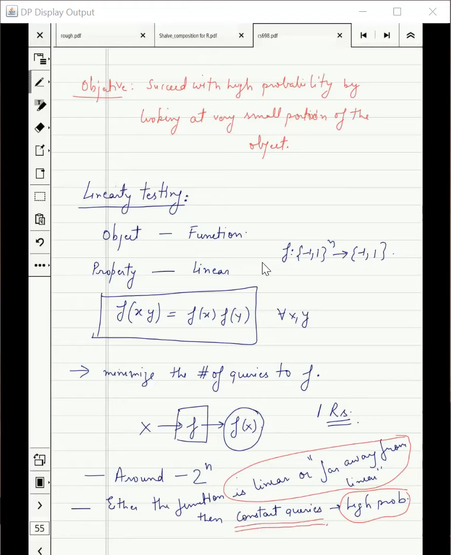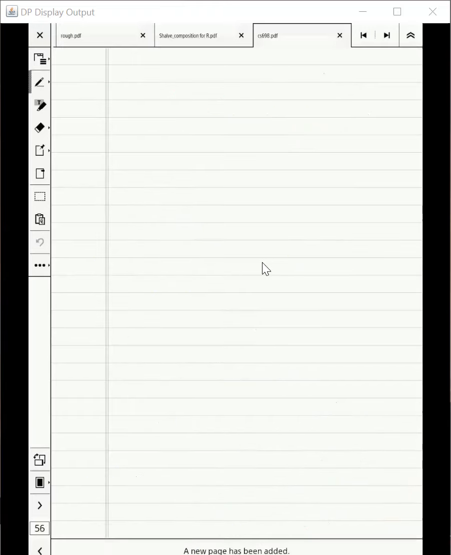So it seems magical, no? That just by querying twice, thrice, or let's say 10 times, you will figure out whether the function is linear. Does it seem magical or not? At least when I saw it the first time, it was kind of surprising to me. But the first thing you are annoyed by is what it means that the function is far away from linear.